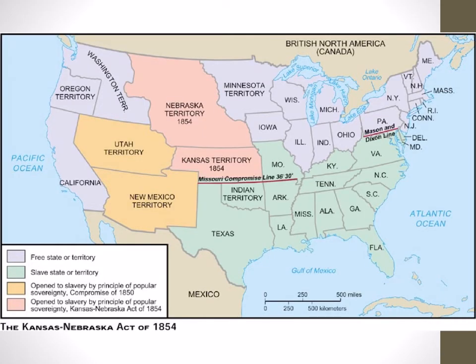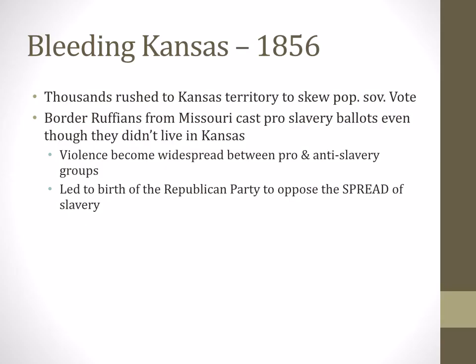So this is what the Kansas-Nebraska Act did. Bleeding Kansas occurred in 1856. Thousands rushed to Kansas in order to skew the popular sovereignty vote. Southerners were rushing there to say, let's make it a slave state. And then Northerners were rushing there, abolitionists were, and they were like, wait a minute, we need to make it free. So it led to a lot of problems.